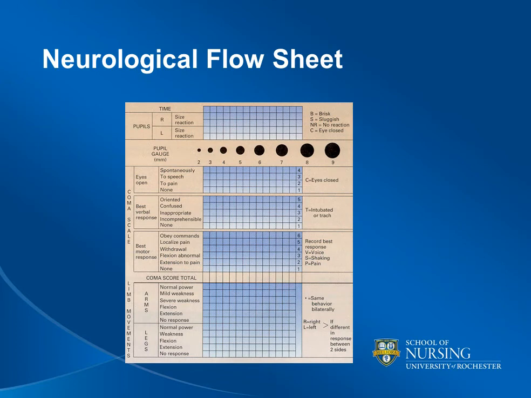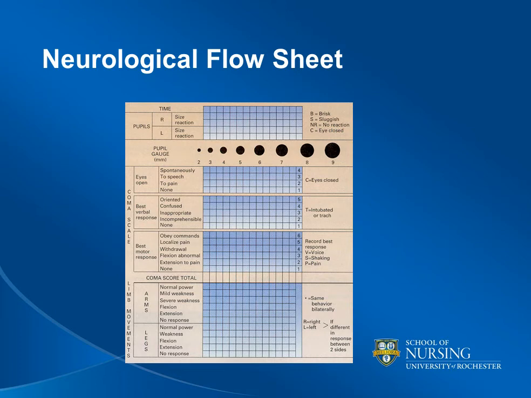A flow sheet similar to this would be used to document the Glasgow Coma Scale, which is the gold standard for level of consciousness assessment. It measures arousal and cognition. Does the patient open their eyes spontaneously, or to speech, or pain, or not at all? Are they oriented to person, place, and time and the reason for admission, or confused? Is the patient's response inappropriate, incomprehensible, or is there no response at all?